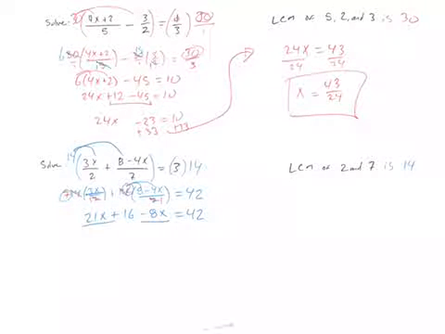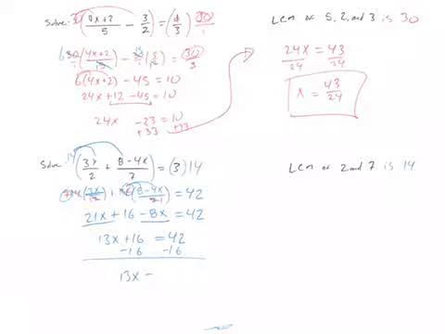Combining like terms would be 21 minus 8, or 20 minus 7, so it's going to be 13x plus 6 is equal to 42. Subtract 16. 13x is equal to 40 minus 14, 26, divided by 13, and I get x is equal to 2.